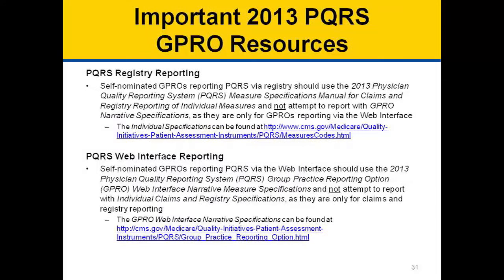Resources. PQRS Registry Reporting. Self-nominated GPROs reporting PQRS via Registry should use the 2013 PQRS Measure Specifications Manual for claims and registry reporting of individual measures and not attempt to report with GPRO narrative specifications, as they are only for GPROs reporting via the web interface. The individual specifications can be found at this link. PQRS Web Interface Reporting. Self-nominated GPROs reporting PQRS via the web interface should use the 2013 PQRS Group Practice Reporting option, Web Interface Narrative Measure Specifications, and not attempt to report with individual claims and registry specifications, as they are only for claims and registry reporting. The GPRO Web Interface narrative specifications can be found at this link.